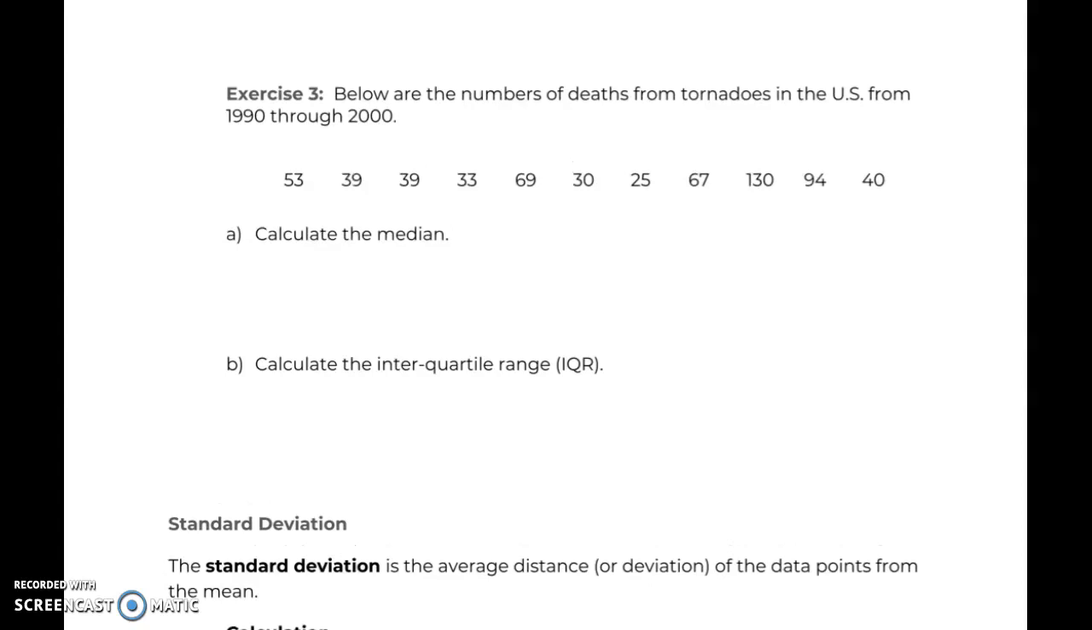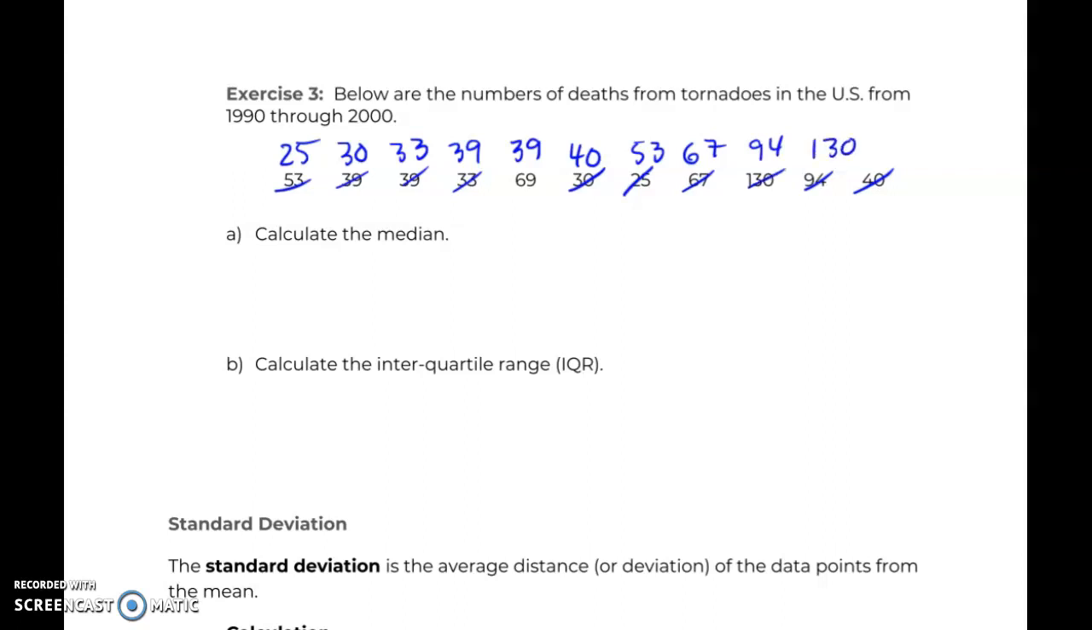So 25 is the lowest number. Then it looks like we have no other 20s. We have a 30. We have a 33. We have two 39s. We have a 40. We have a 53, a 67, a 94, and a 130.